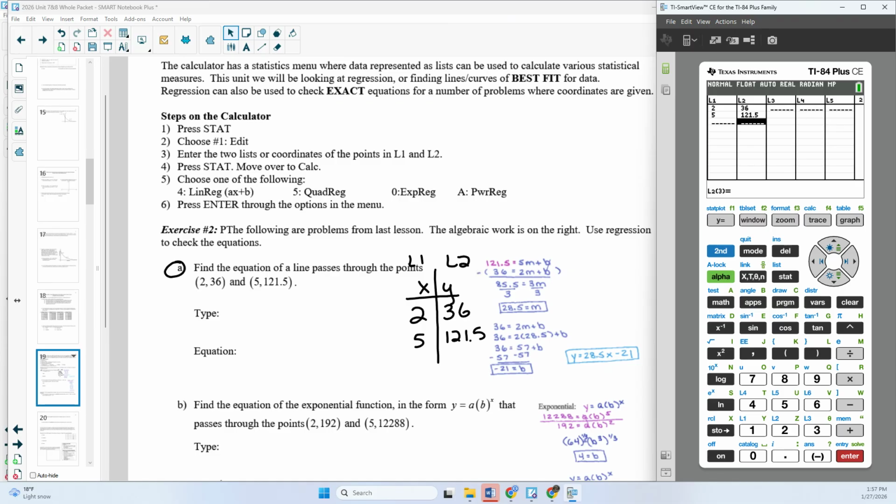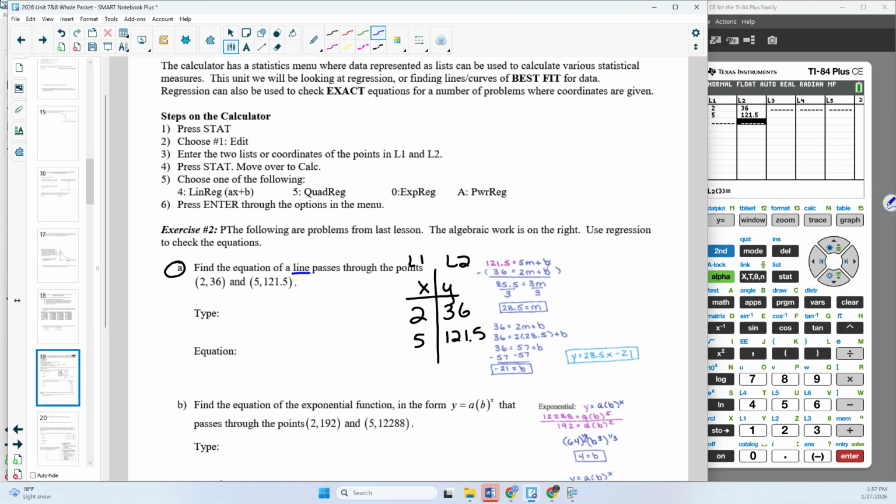So the type we want here, it says the equation of a line. So that's linear. And in my menu, these are the 4 options. So we choose number 4, LinReg.